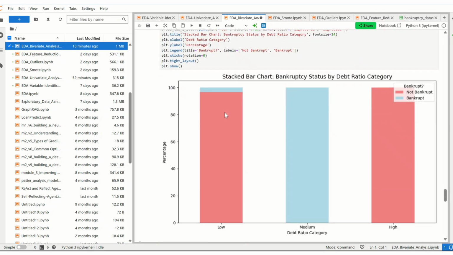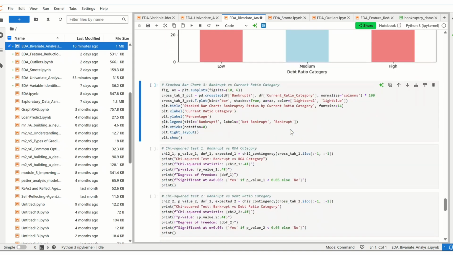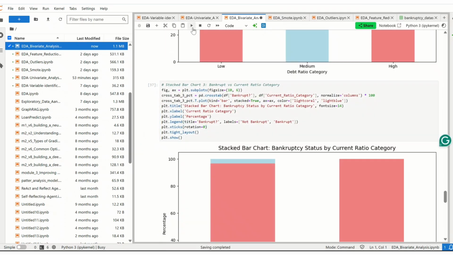Now you can see, as we discussed in the visualization, there are no companies in the medium category which didn't go bankrupt. But if the debt ratio is high, they are not bankrupt. If they have low, they were not bankrupt. Very few companies went bankrupt here, but in the medium category, pretty much every company went bankrupt, right? So like that we can see.